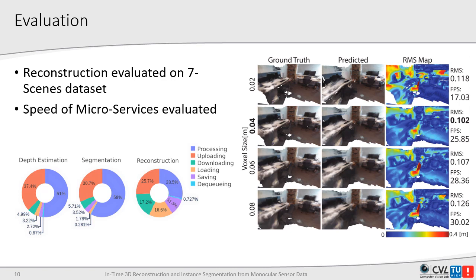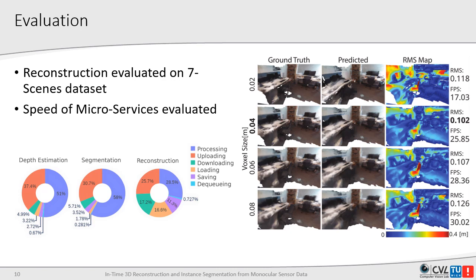We evaluated our 3D reconstruction based on the 7 Scenes dataset. You can see an example on the right side here, where we compare a 3D reconstruction based on a 3D sensor, in this case a Kinect sensor, with a 3D reconstruction based on our depth estimation module. And we also found that at a voxel size of around 4 centimeters, we get the best ratio of error to speed.